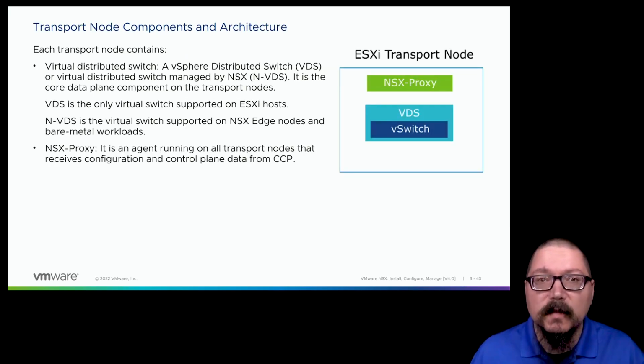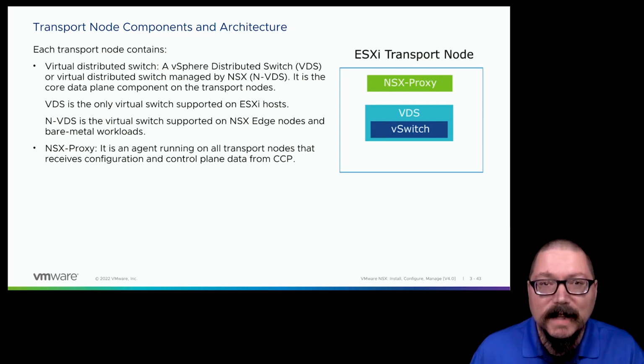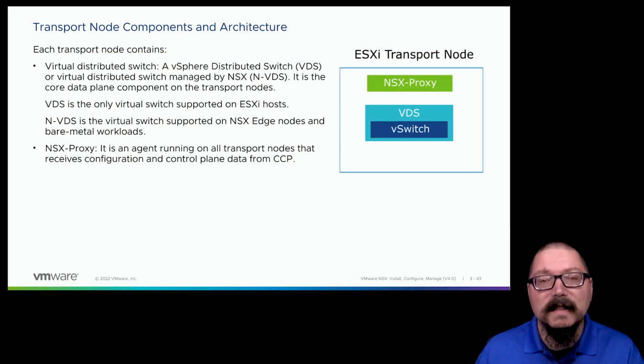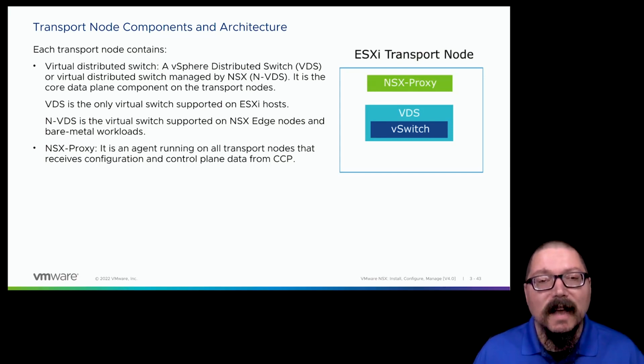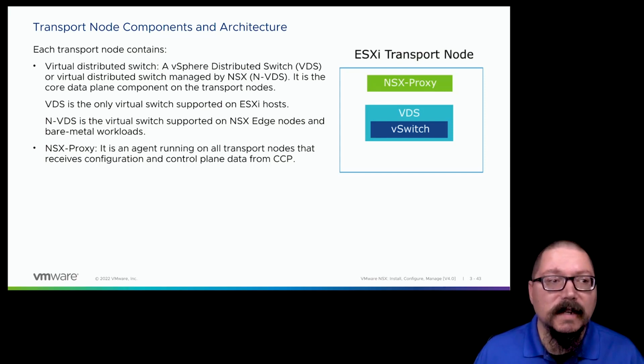So a transport node is made up of basically two components from an NSX perspective. One component would be the local control plane, the NSX proxy service that provides the ingress from the central control plane to program out the data plane bits. The other major piece would be the virtual switch, the vSphere distributed switch on an ESXi instance. And that's going to provide packet forwarding and packet processing capabilities for that particular transport node.